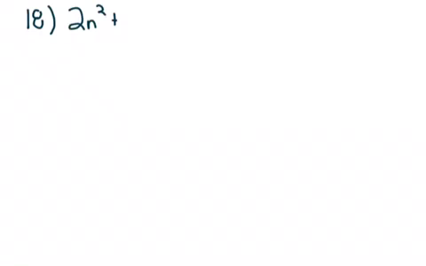So number 18 is 2n squared plus 12n plus 10 is equal to 0. So we know right now that this is in standard form. So let's go ahead and identify our A, our B, and our C.